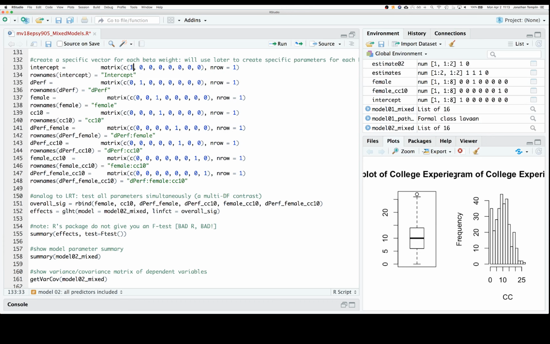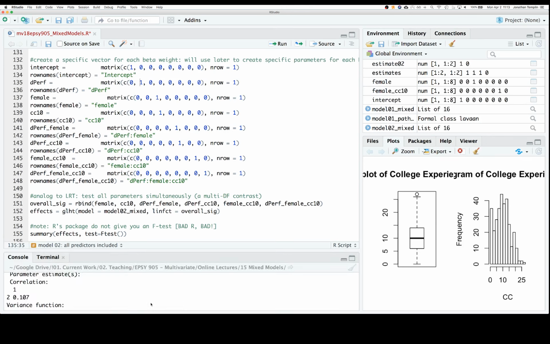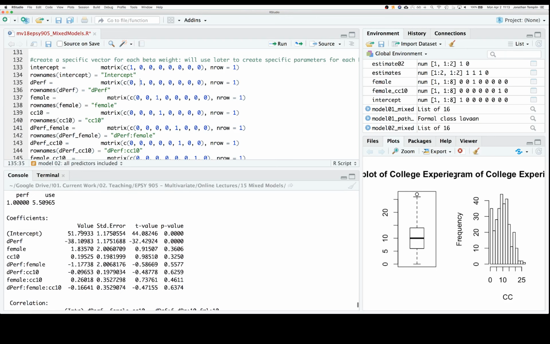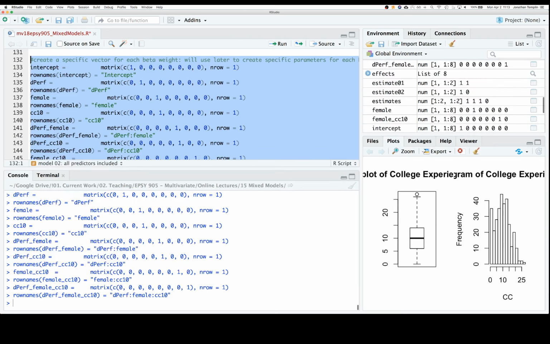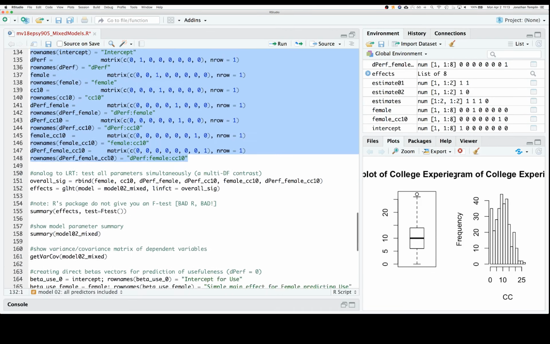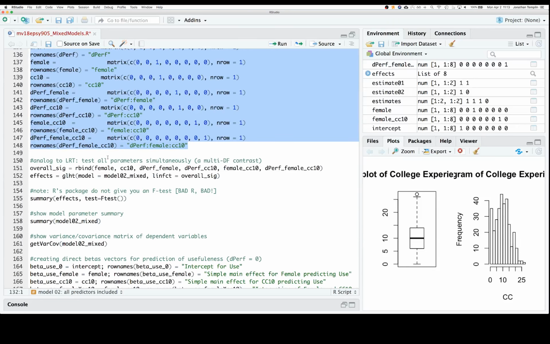So the intercept occupies the first, dperf is the second. I'm just going down the list as I see them in the output right here. Right? So dperf comes second, so that's a 1 here. Female comes third, it goes here. I'm naming them the same thing as well. So if I create values for each of these, then we can use GLHT to figure out whether or not model 2 is better compared to model 1 using this multi-degree of freedom Wald test.